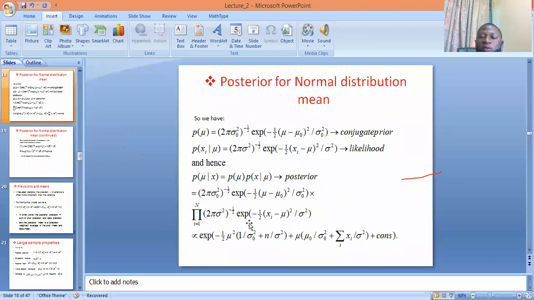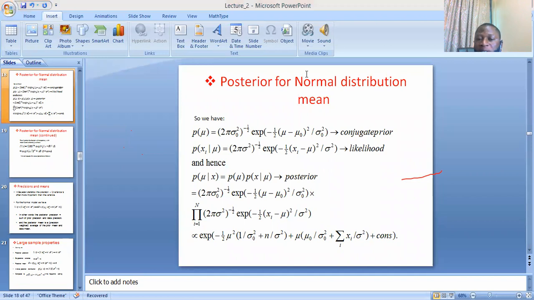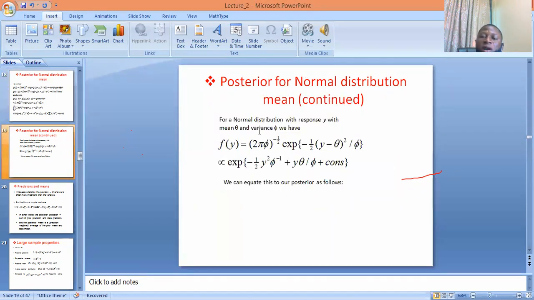If you take the product of this, what are you going to get for the constant? If you sum a constant over and over and over, what do you get? You have done this under estimation. It becomes n. So now let's move on.